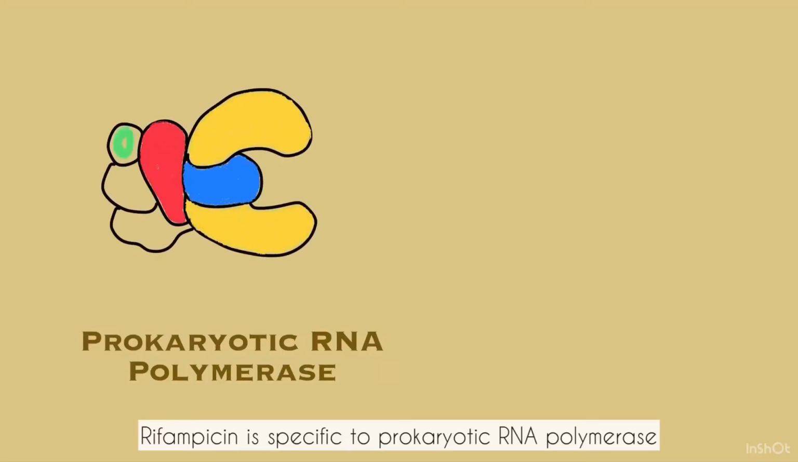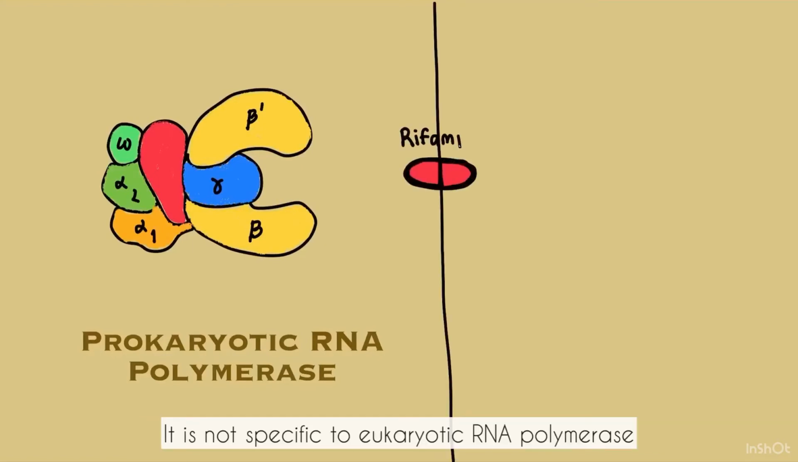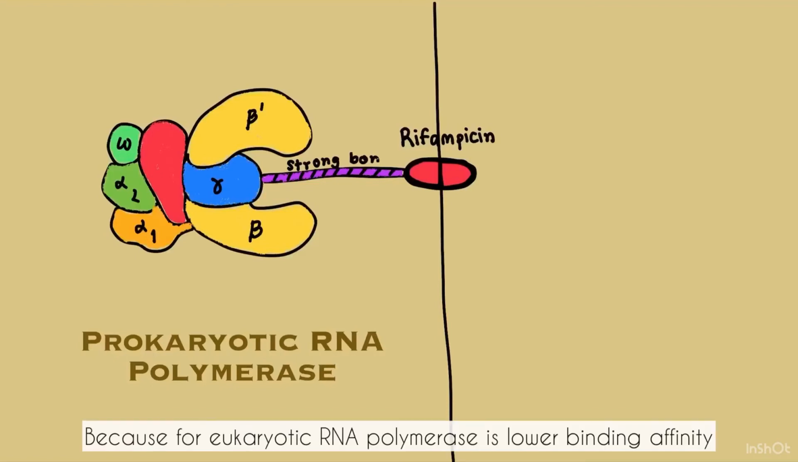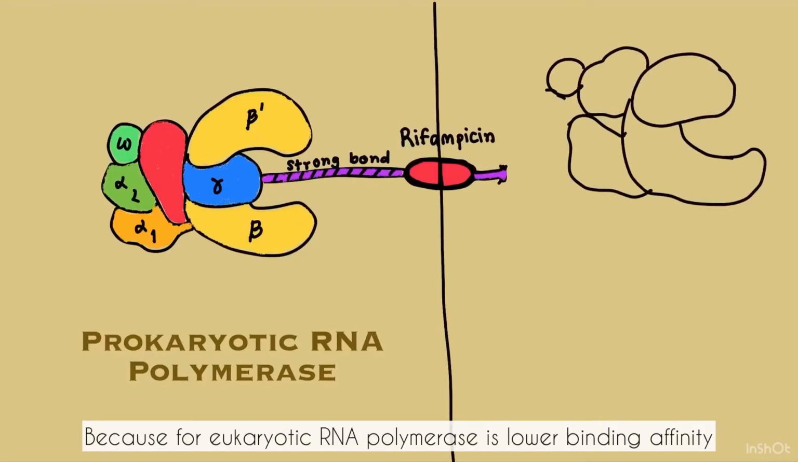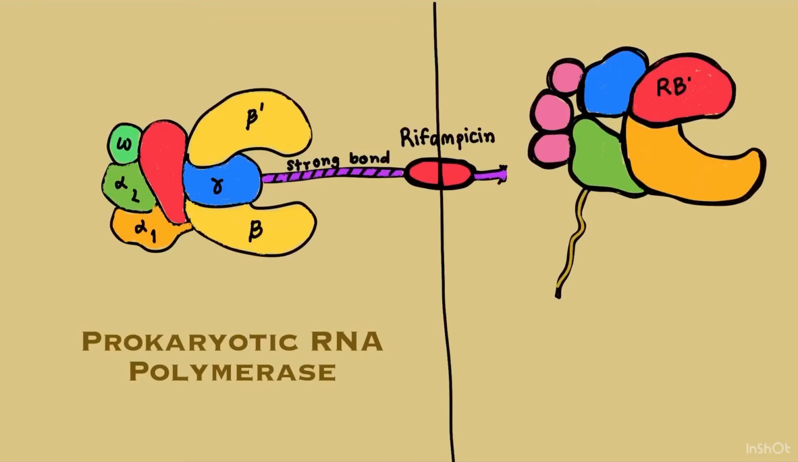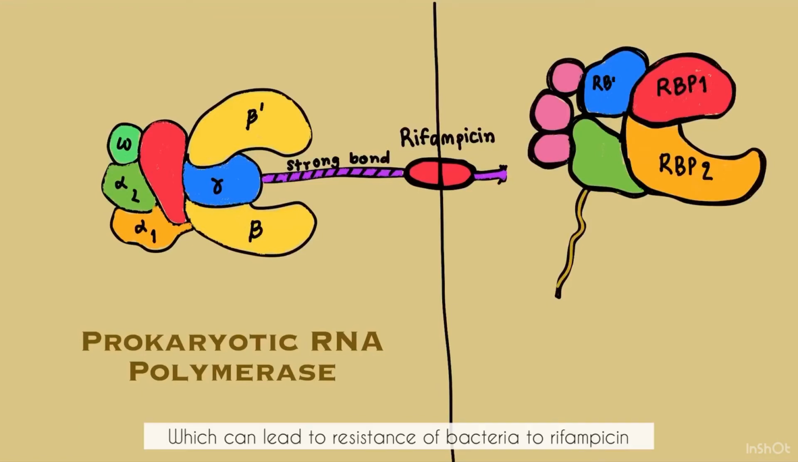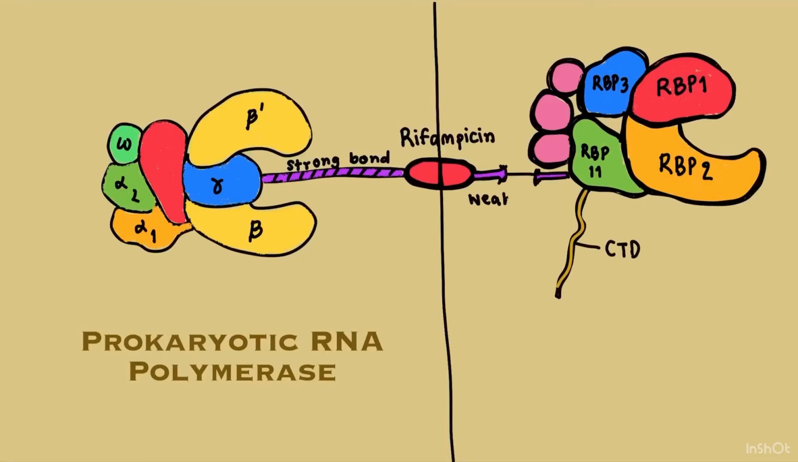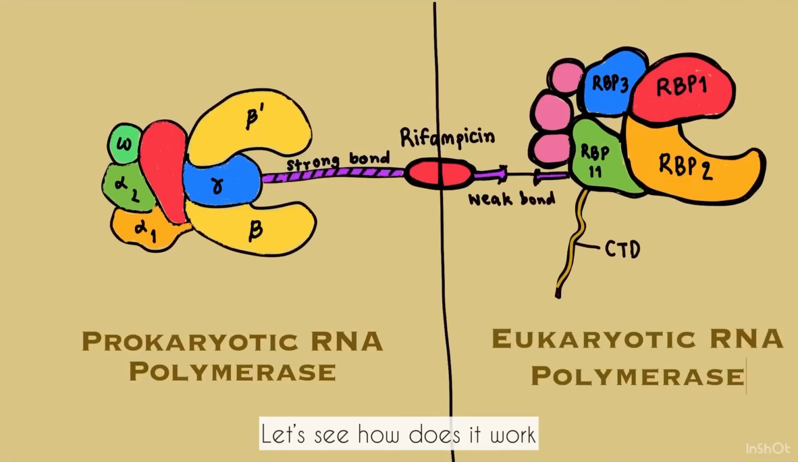Rifampicin is specific to prokaryotic RNA polymerase. It is not specific to eukaryotic RNA polymerase because eukaryotic RNA polymerase has lower binding affinity, which can lead to resistance of bacteria to rifampicin. Let's see how it works.